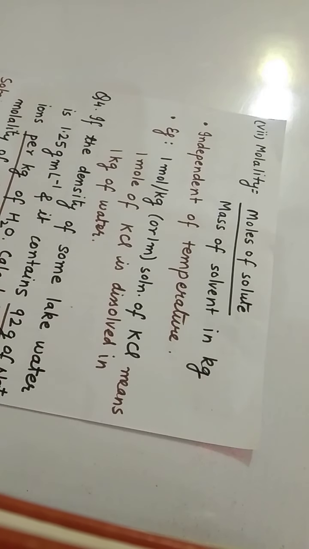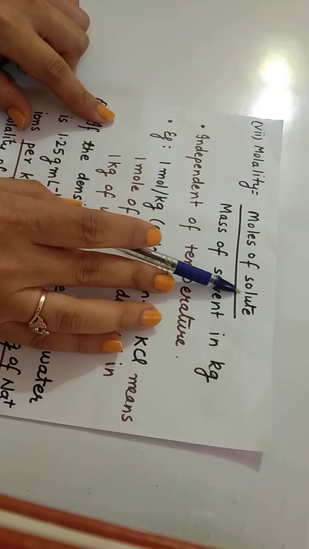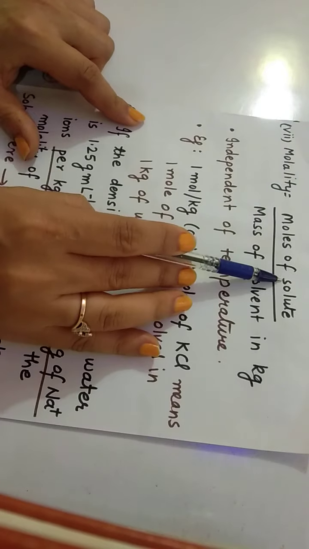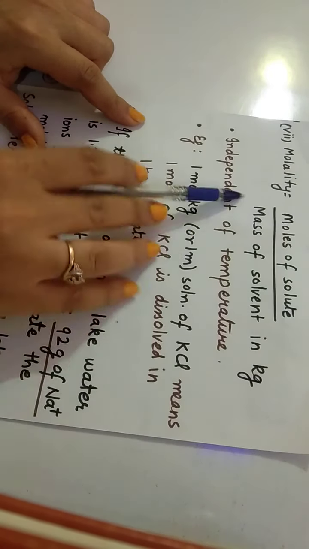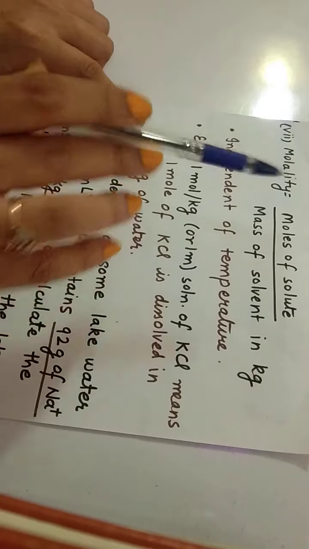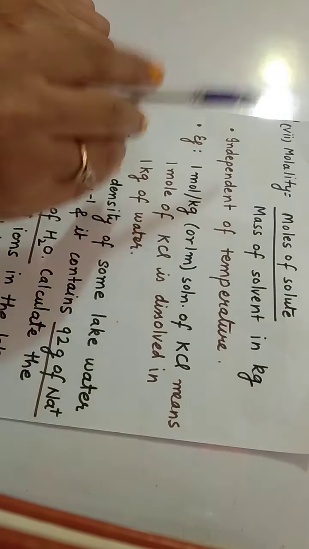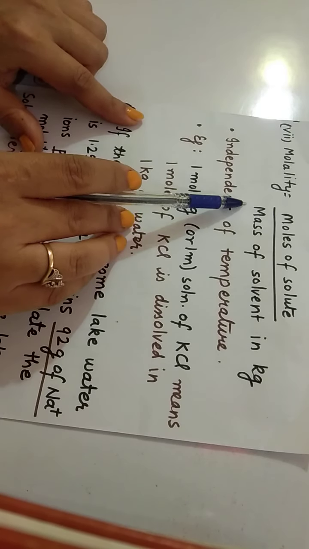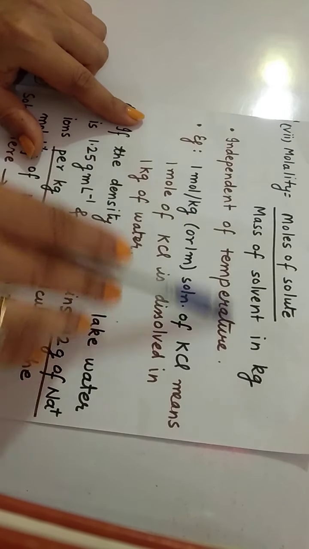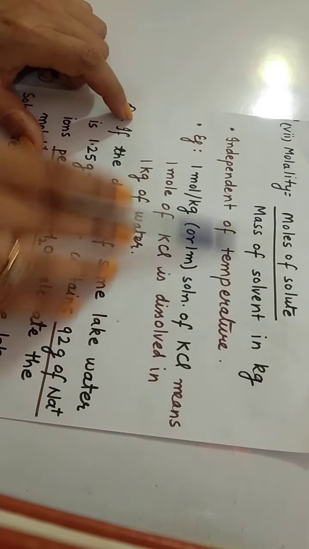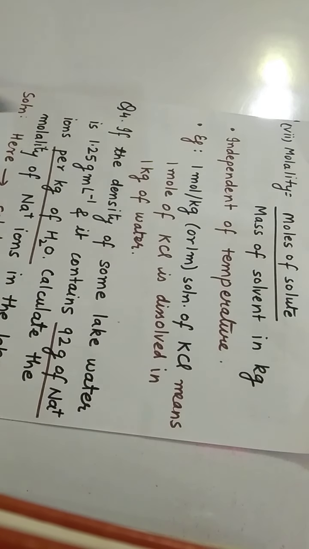Now we will be doing the next topic, that is molality. Now what is molality? It is the number of moles of solute divided by mass of solvent in kg. So what is the difference between molality and molarity? The upper one is the same, number of moles of solute divided by, in molarity it was volume of solution in liters, but in case of molality it is mass of solvent in kg. So the formula is moles of solute divided by mass of solvent in kg.